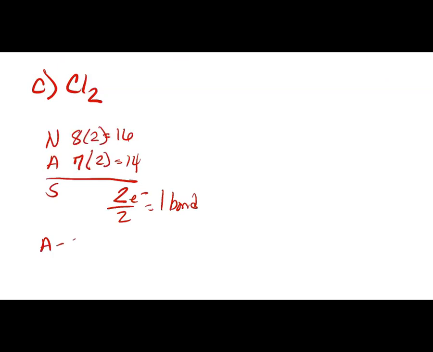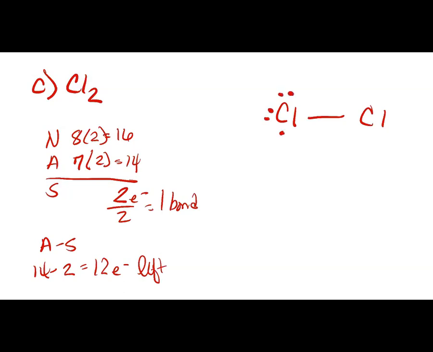And then my available minus my shared, I have 14 available. I'm going to share 2. Wow, I got a lot left over, right? I got 12 electrons left over to assign. So I would put my 2 chlorines. Anytime you have 2 atoms, you just put them side by side. We're going to connect them with 1 bond. And then we have 12 electrons. Well, 12 divided by 2 is 6. So each atom needs 6 electrons, right?